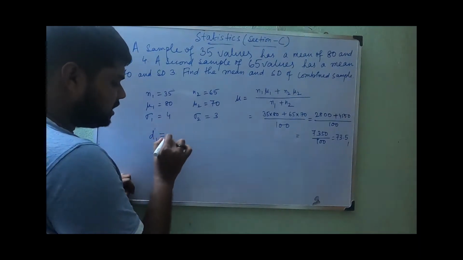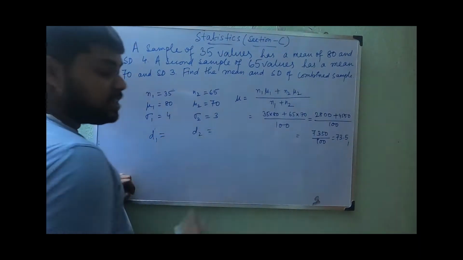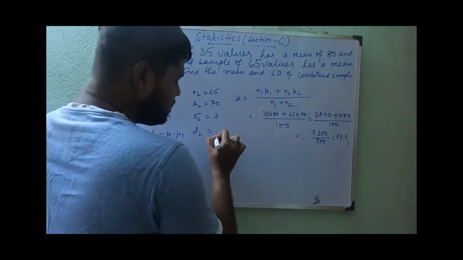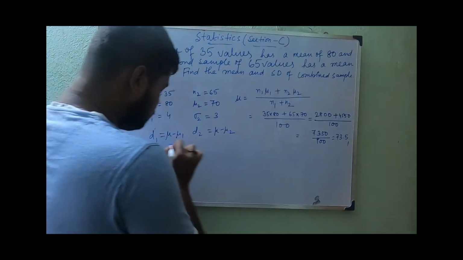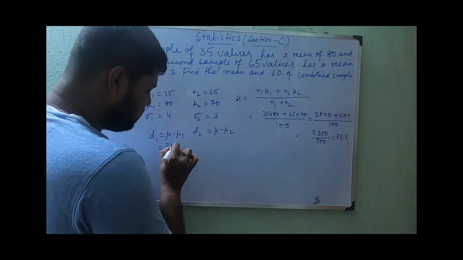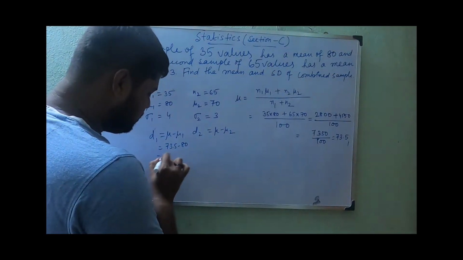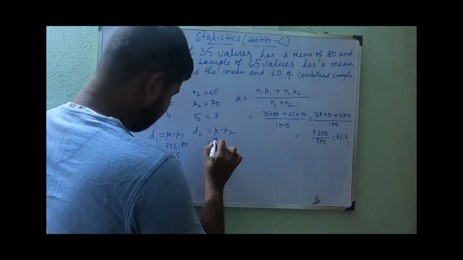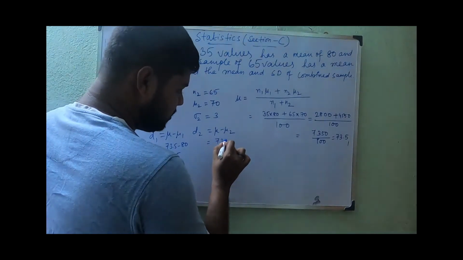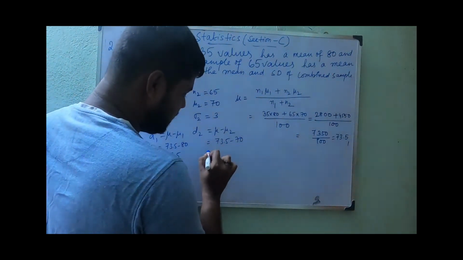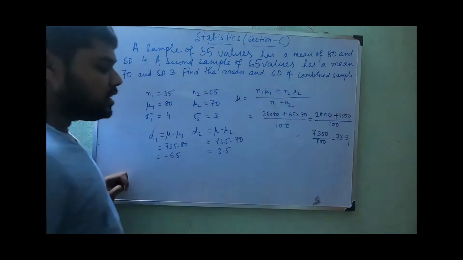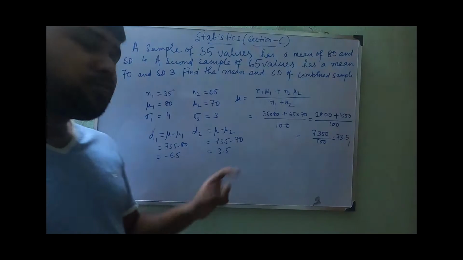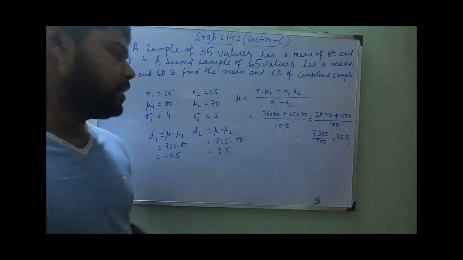So now to find the combined standard deviation I need to find two values, that is D1 and D2. Now what is D1 and D2? D1 is basically mu minus mu1 and this is mu minus mu2. So 73.5 minus 80 that is minus 6.5 and this is 73.5 minus 70 that is 3.5. So I need these two values, minus 6.5 and 3.5. It really doesn't matter if it is negative or positive because it will get squared.